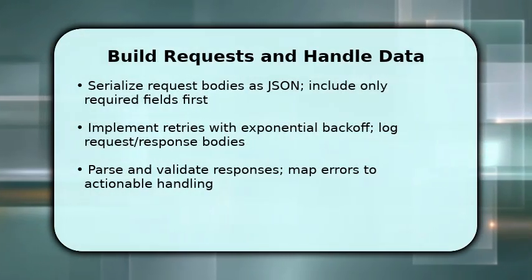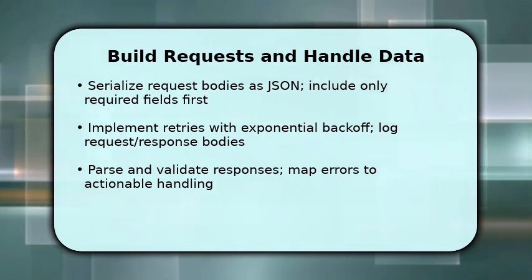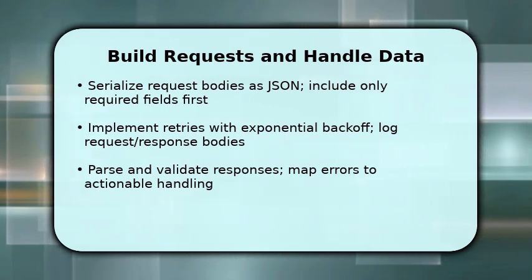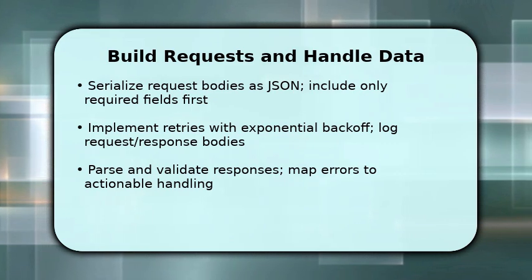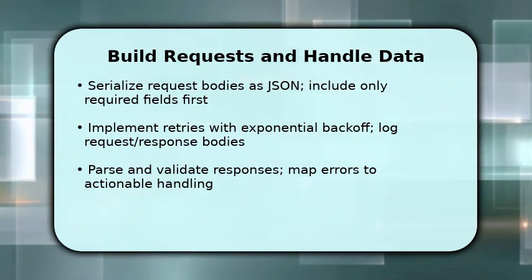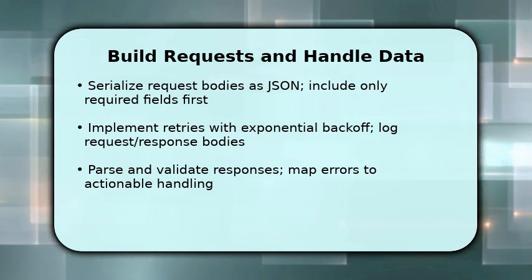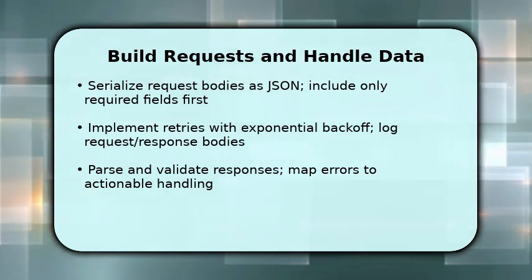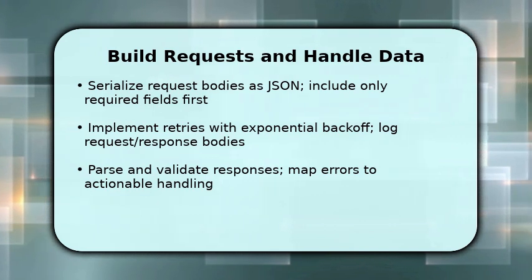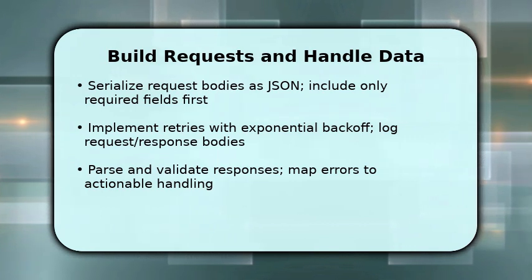Serialize bodies as JSON and validate types before sending. This prevents 400 errors. Implement retry logic with exponential backoff for transient 5xx issues, and always log request and response payloads securely for debugging. Parse responses into typed objects and validate fields to avoid runtime crashes. Make sure to separate network, parsing, and business logic so you can test each piece independently and deploy safely.